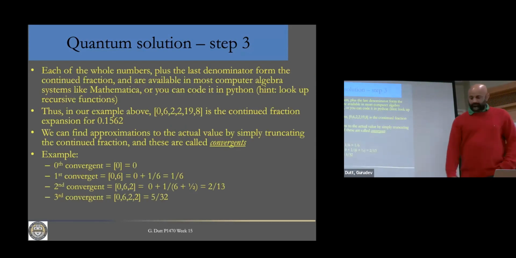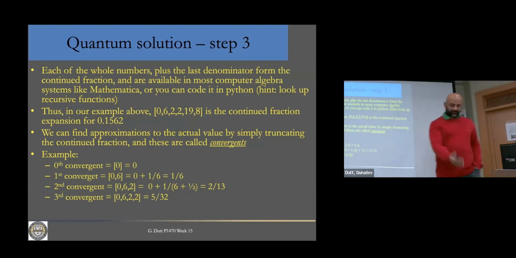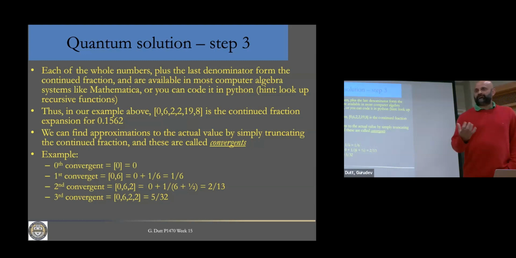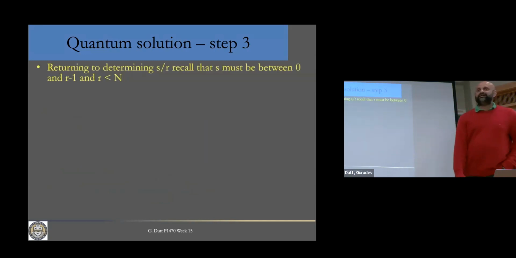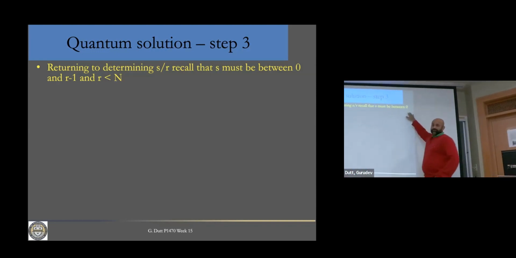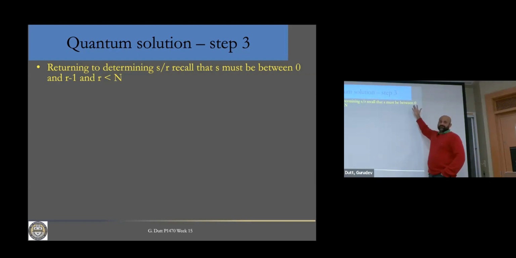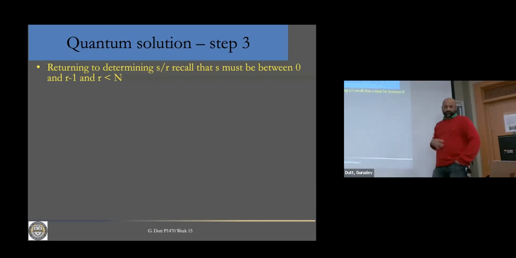So we can keep going this way. The third convergent is 5 over 32, etc. And we can approximate the number 0.1562 by these convergents. Now you may wonder what this has to do with our problem. Our problem was we need to determine from S over R the value R. And we recall that S must be between 0 and R minus 1, and R must be lesser than capital N. Remember, the problem we are trying to solve is finding the modulo N, which N here is 7, in our example that we just worked out earlier.